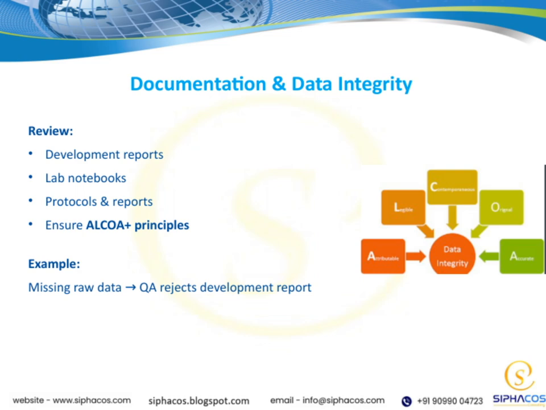For example, if raw data is missing or incomplete, it can lead to issues like rejection of the development report by QA. That's why meticulous documentation and adherence to these principles are critical for compliance and data reliability.